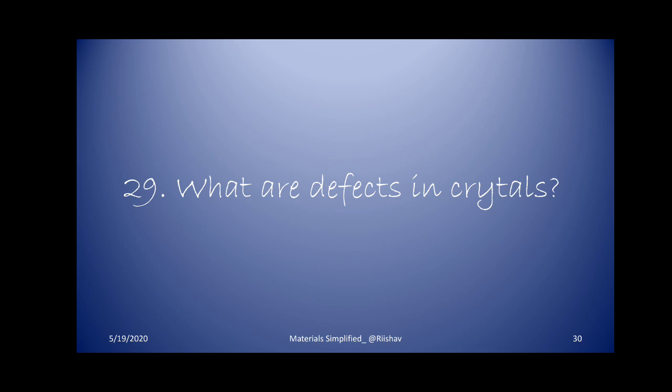There are one-dimensional defects, also known as line defects. Example: dislocation. There are also two-dimensional or plane defects, sometimes also known as surface defects. The examples for these are free surface, grain boundaries, twin boundaries, stacking fault, etc. Moving on.